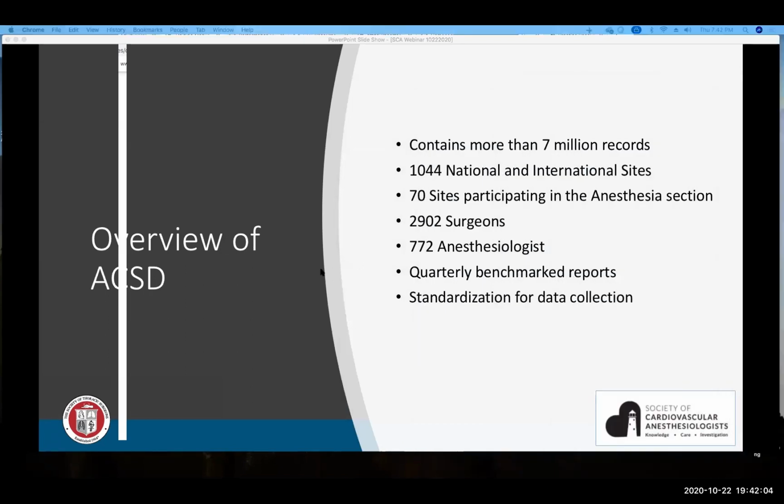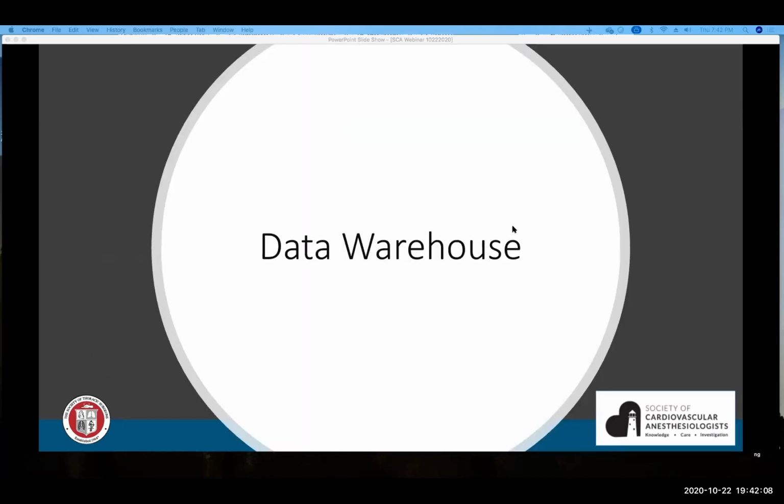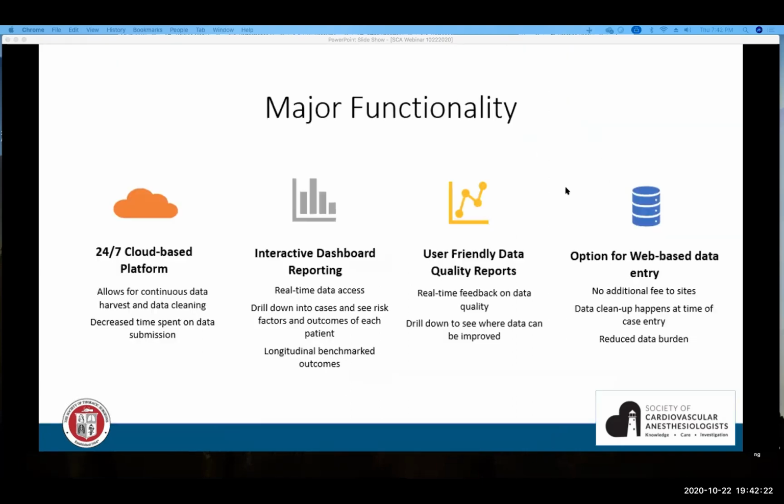I am going to hand it over to Melanie Bent, who is our business analyst from IQVIA, and she's been with us since the beginning of our transition from DCRI to IQVIA for our data warehousing. So Melanie? Thank you, Carol, and thank you to the SCA and STS for inviting me. Let's go ahead and give a brief overview of just the functionality.